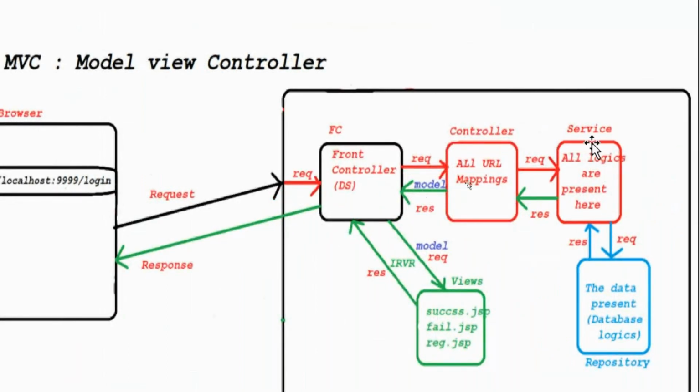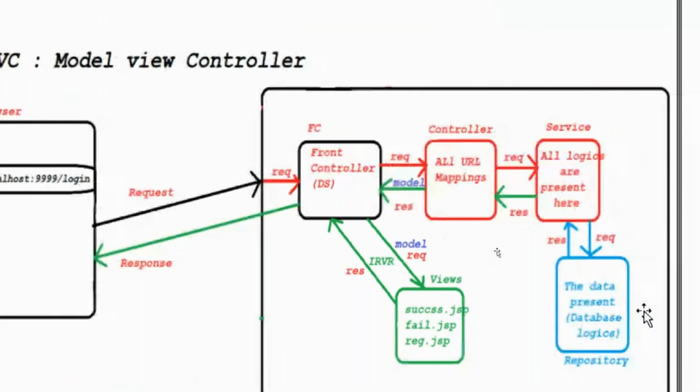The request goes to the service layer. Service contains what? All the logic is present here. Then the request goes to what? Repository layer, where the database logic is present. Something like that. This is also okay, right? Yes.